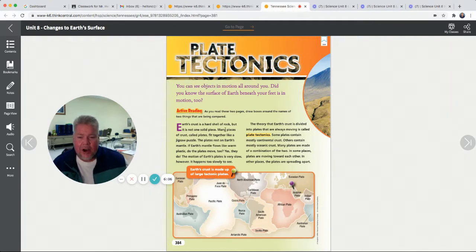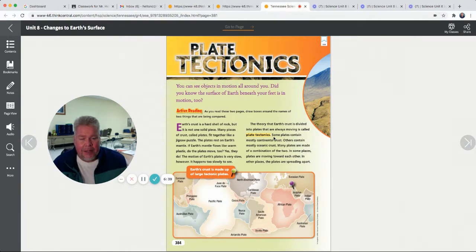Earth's crust is a hard shell of rock, but it's not one solid piece. Many pieces of it, called plates, fit together like a jigsaw puzzle. The plates rest on Earth's mantle. If Earth's mantle flows like warm plastic, do the plates move too? Yes, they do. The motion of the Earth's plates is very slow. However, it happens too slowly to see. The theory that Earth's crust is divided into plates that are always moving is called plate tectonics.